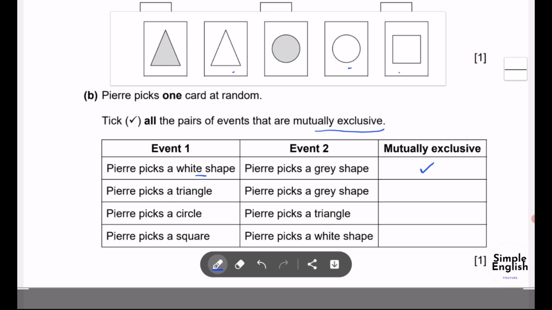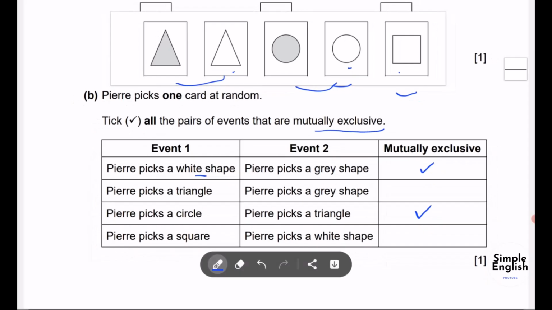How about the second pair: picks a triangle, and picks a gray shape. We have one gray triangle, right? This can happen at the same time, so it's not mutually exclusive. Okay, the third pair: picks a circle, and picks a triangle, right? It's mutually exclusive, because if you pick a circle, you cannot pick a triangle at the same time. Okay, how about the last one? Picks a square, and a white shape is possible, right? It's possible to happen at the same time. So the last one is not mutually exclusive.